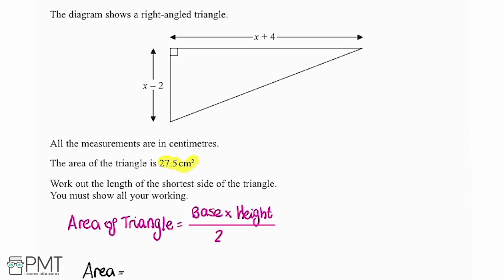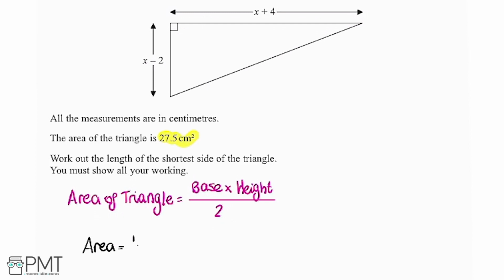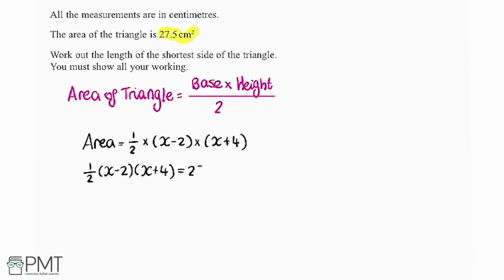So if we have a look at our triangle, we've got one length of x minus 2 and one length of x plus 4. So to work out the area, we're going to multiply those together and divide it by 2. Now I'm going to write it as half multiplied by, because that's the same as dividing something by 2. And that's multiplied by x minus 2 multiplied by x plus 4. If we look back at the question, we're told that the area of the triangle is 27.5 centimetres squared. So I can say this is equal to 27.5.